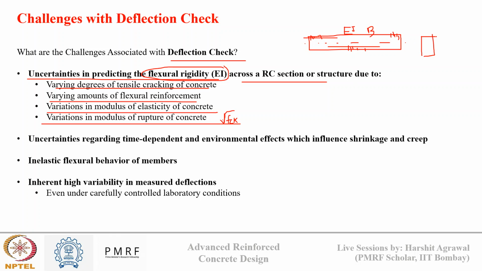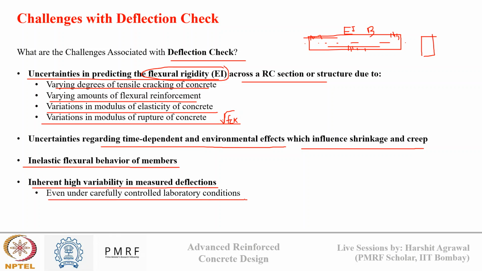Now, apart from this, there can be uncertainties related to time dependent and environmental effects, like the influence of creep and shrinkage, which can make deflection check not a very easy task. There can be inelastic flexural behavior of the member that is occurring, or there can be inherent high variability in measured deflection if it is not controlled properly in field condition, and even in laboratory condition. So there can be several reasons which can pose challenges in checking the deflection.